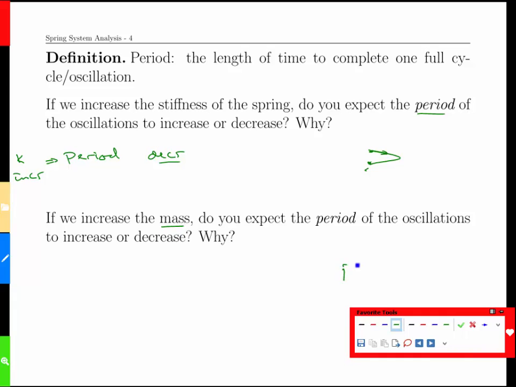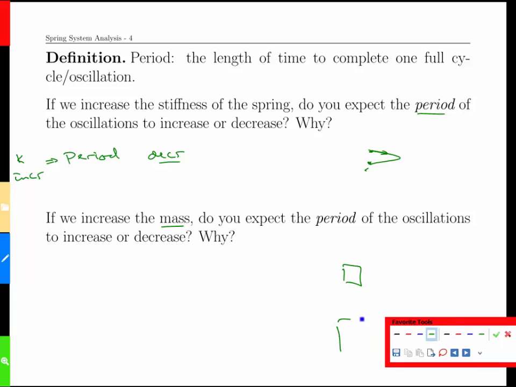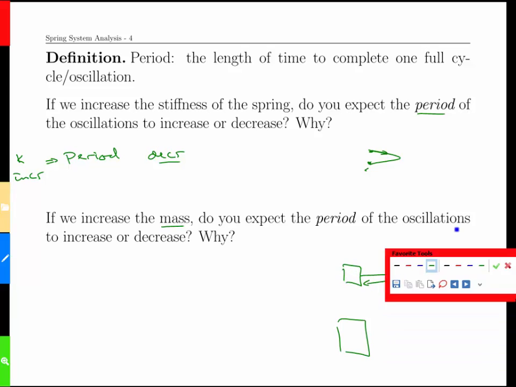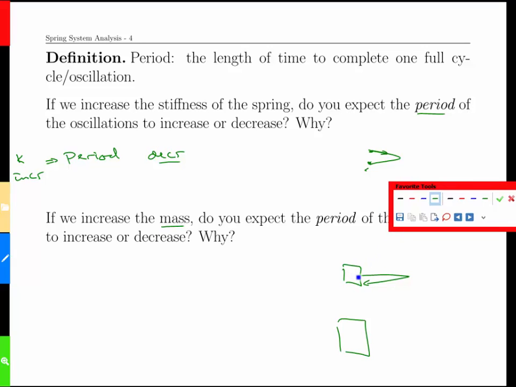Meanwhile, if we increase the mass, so we actually go from a small mass to a large heavy mass, well, we'd expect this smaller mass to have less inertia, and so it can be more effectively pushed by the same force. So if the spring's the same, we'd expect it to be pushed and accelerated more. And so in comparison, if we increase the mass, we expect it to take longer for a cycle, and so we would say the period would increase for this particular scenario.